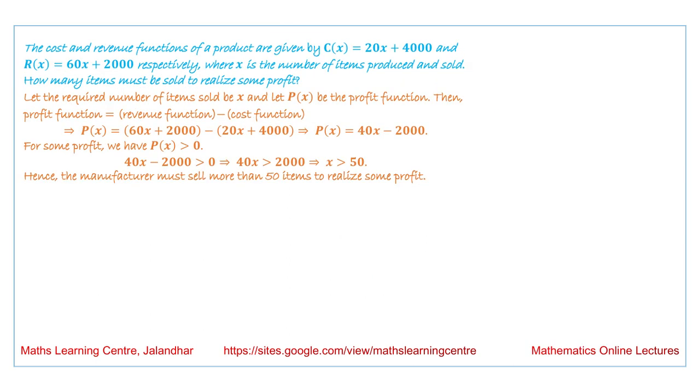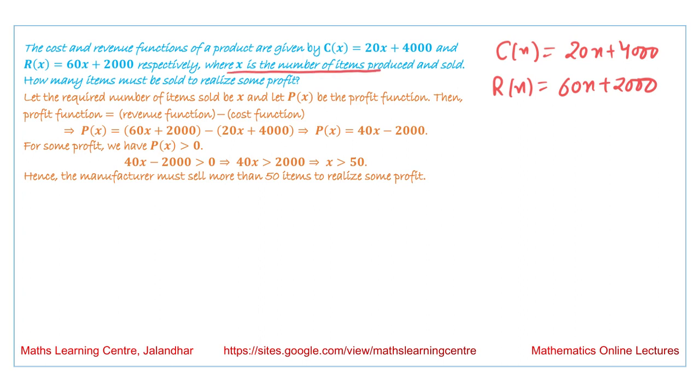Next is: the cost and the revenue function of a product are given by, the cost function C(x) is 20x plus 4000, and the revenue function R(x) is 60x plus 2000, where x is the number of items produced and sold. Then how many items must be sold to realize some profit?